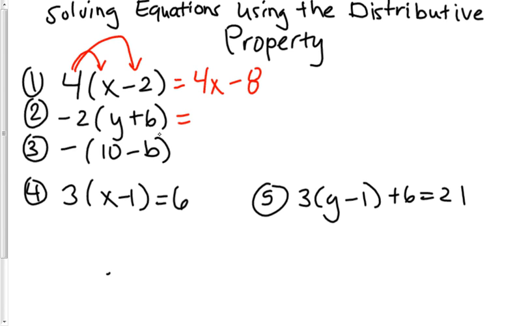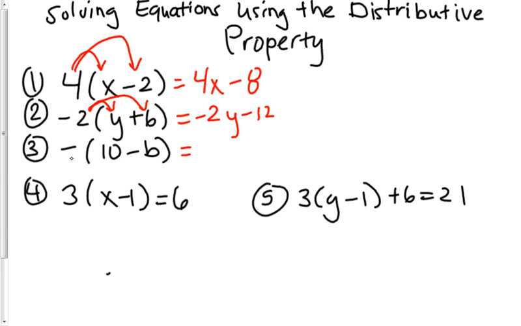The next one, number 2, you have negative 2 on the outside of the parentheses, so you got to multiply everything by negative 2. So negative 2 times y is negative 2y, and negative 2 times positive 6 is negative 12. So that expression simplifies to negative 2y minus 12.